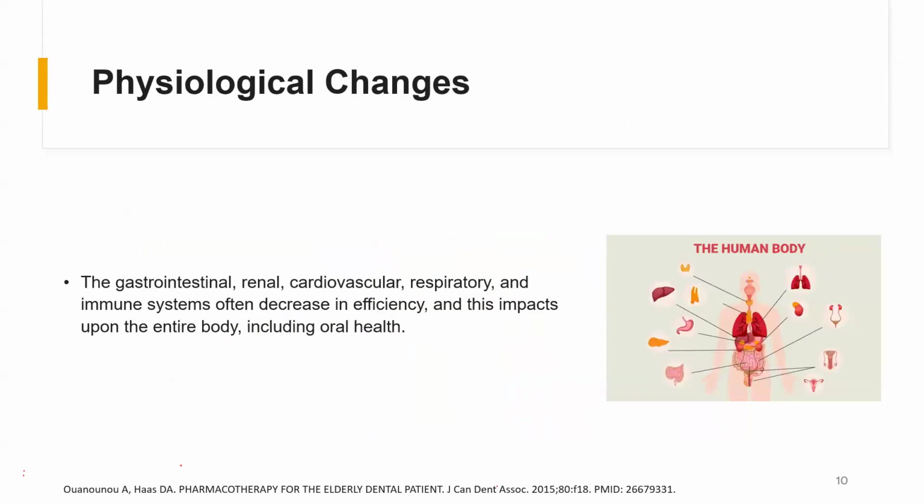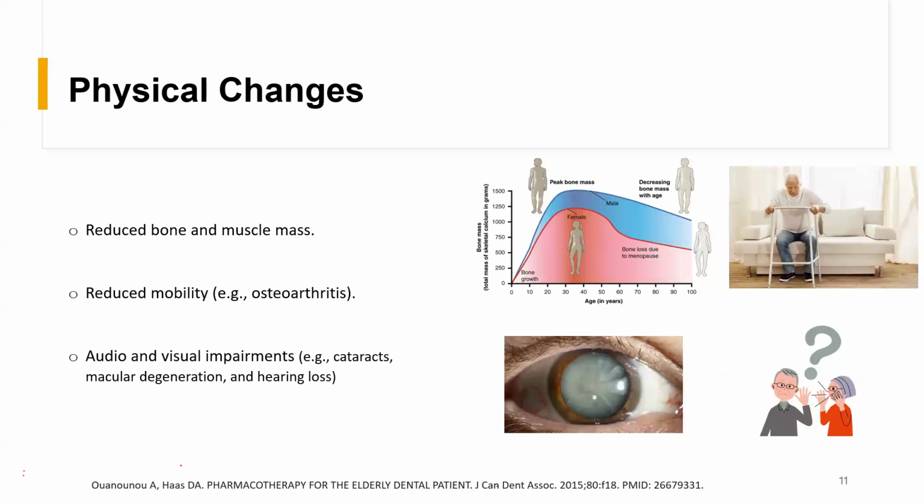Physiological changes often include a decrease in the efficiency of the gastrointestinal, renal, cardiovascular, respiratory, and immune systems, which could impact the entire body, including oral health. Now for the physical changes, including reduced bone and muscle mass, as we see here in the figure.